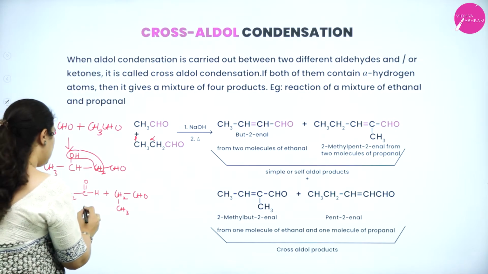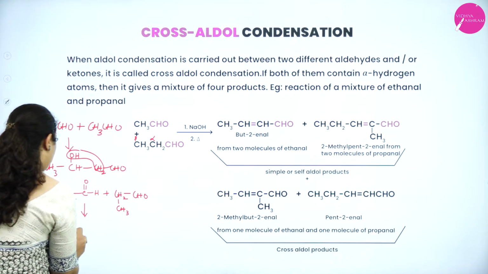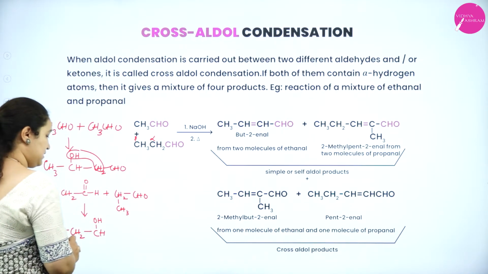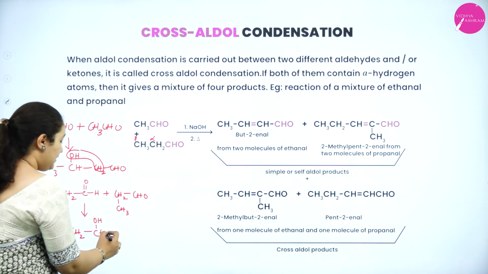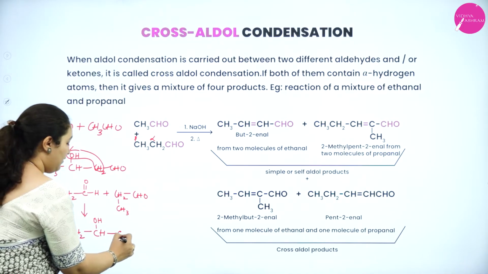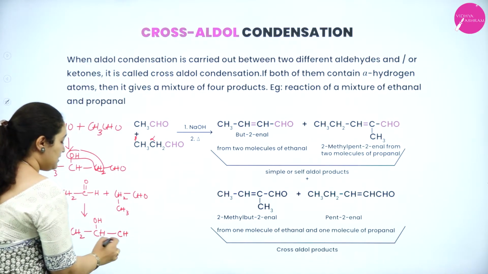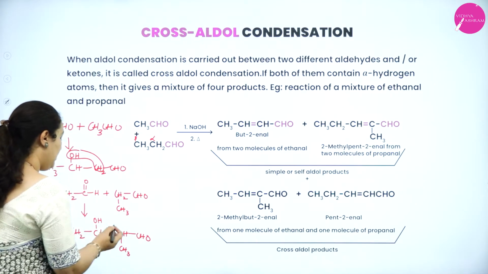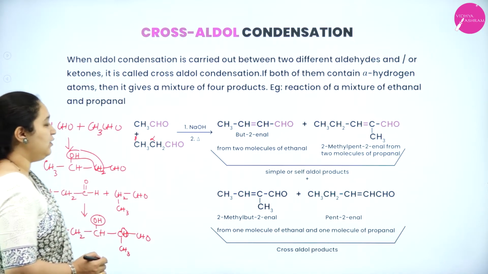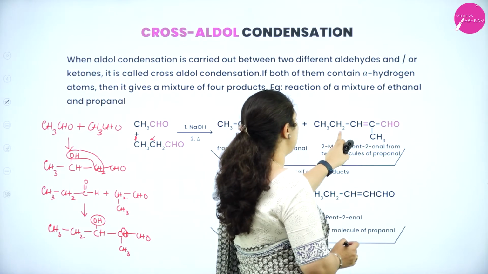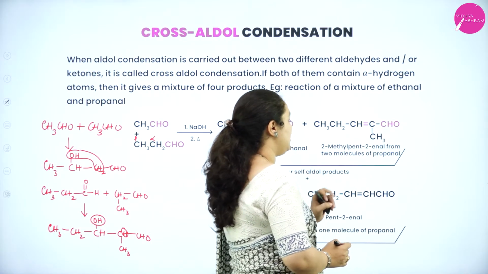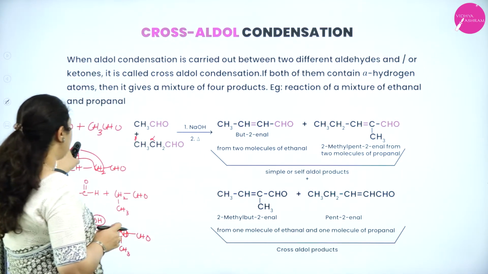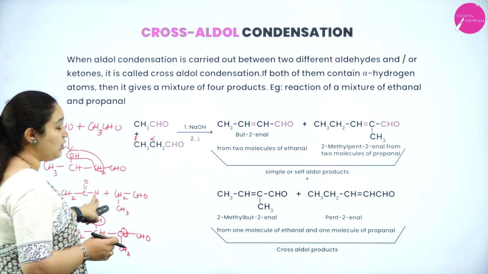Okay. So, what is the product formed? I'll get CH3, CH2. For this OH will come. This becomes CH as it is. Now, what is getting added to this carbon atom? The alpha carbon atom is getting bonded. So it is CH, CH3, CHO. From this water molecule when it is removed, then you will get CH3, CH2, CH double bond C, CH3, CHO. 2-methylpent-2-enal. Okay. This is self-condensation. Two reactants were ethanal, two reactants were propanal.